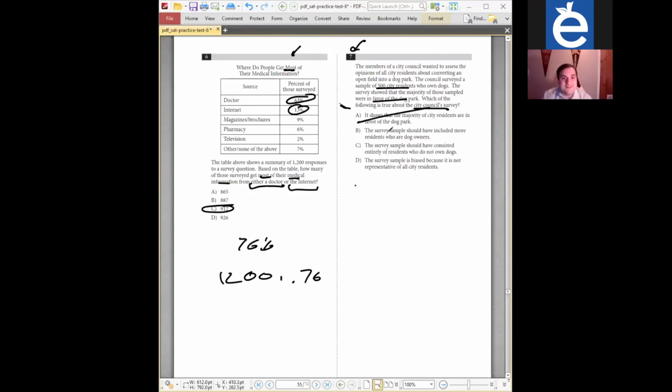The survey sample should have included more residents who are dog owners. No, no. The survey sample should have consisted entirely of residents who do not own dogs. That's no good, and then you just have the opposite problem, right? Then it's like, okay, well, we're still not randomly selecting. D, the survey is biased because it is not representative of all city residents. That is correct. Boom.